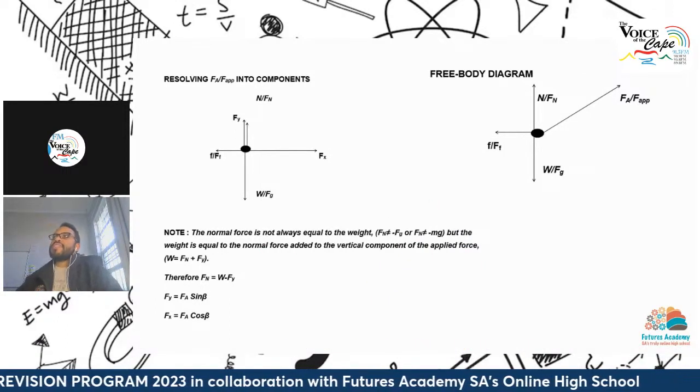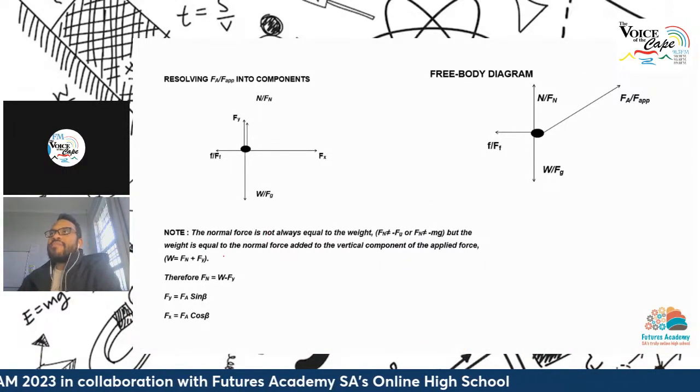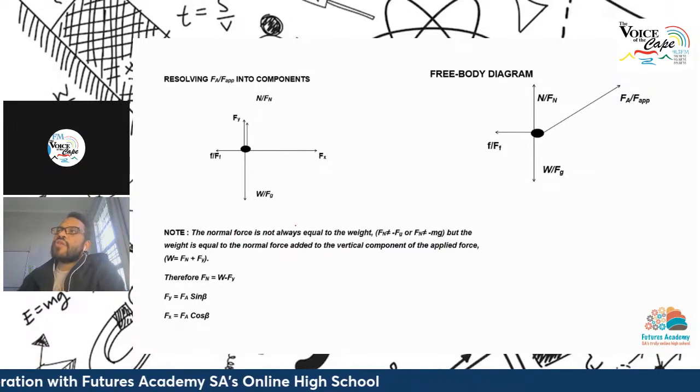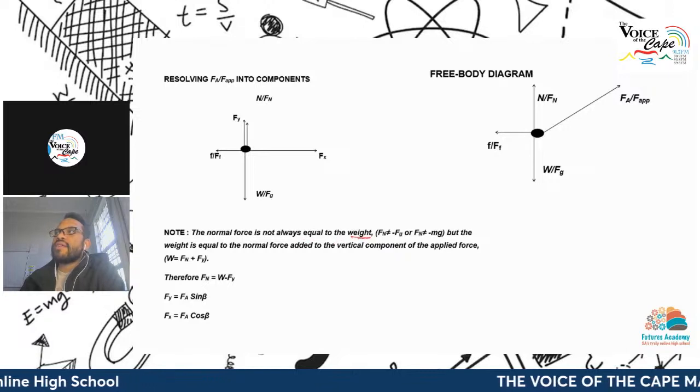So let's talk about what we see here. Now, here's something very, very important. This is an example that is teaching us that the normal force is not always equal to the weight. It's not always equal to the weight, right?